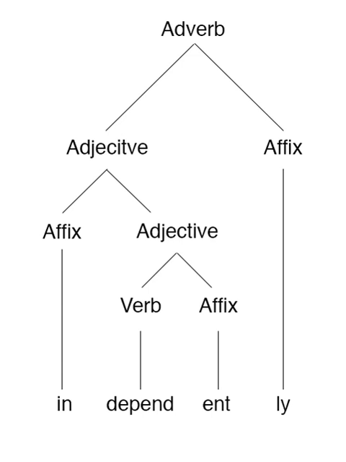Derivation involves affixing bound, i.e. non-independent, forms to existing lexemes, whereby the addition of the affix derives a new lexeme. The word independent, for example, is derived from the word dependent by using the prefix in, while dependent itself is derived from the verb depend.